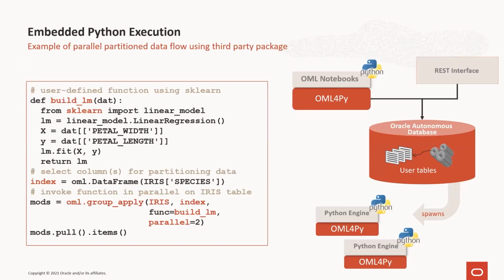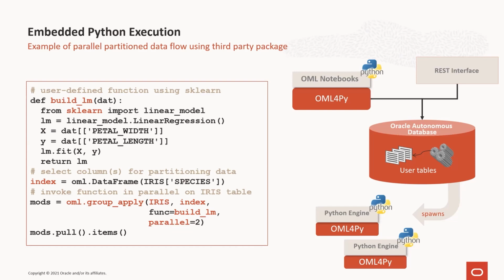Embedded Python execution facilitates production deployment of user-defined Python functions. Here we show using the Python API for running a user-defined Python function in parallel that builds a scikit-learn linear model and returns that model. In this example, our goal is to build one model for each species in the iris dataset. Using the GroupApply function, it takes a proxy object, in this case the iris proxy object, and the index column we wish to partition the data on, in this case the species column. We pass in the user-defined function and the number of Python engines we want spawned to run this function.